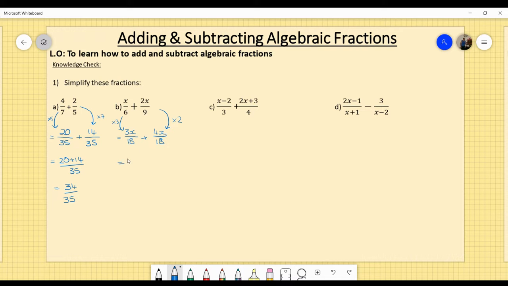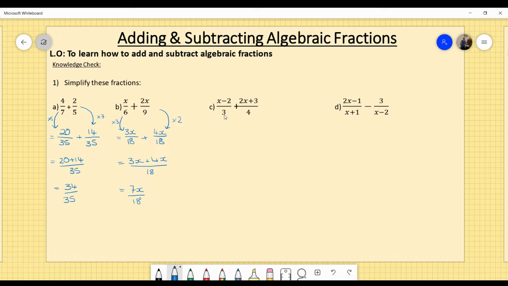And then I can just add the numerators. So 3x, add 4x, all over 18. And that gives me an answer of 7x over 18. And you just need to check that it's fully simplified at the end. Okay, we can do it with slightly more complicated algebraic fractions, where we've got more of an expression going on the numerator rather than just a single term.